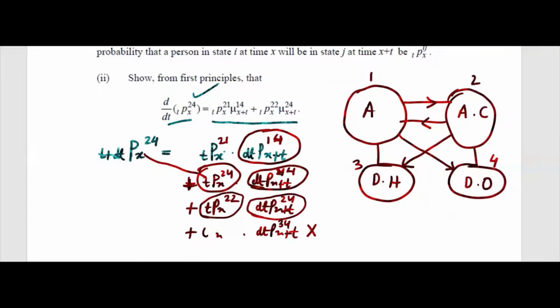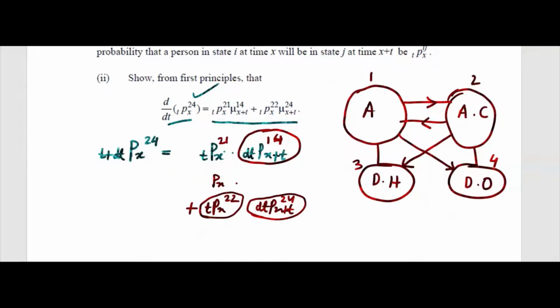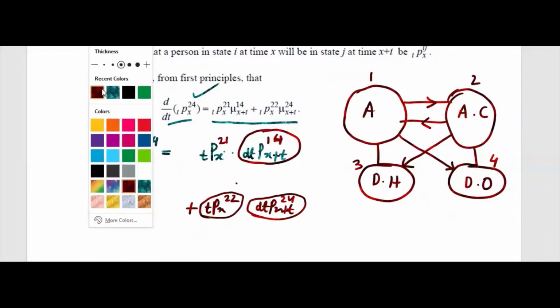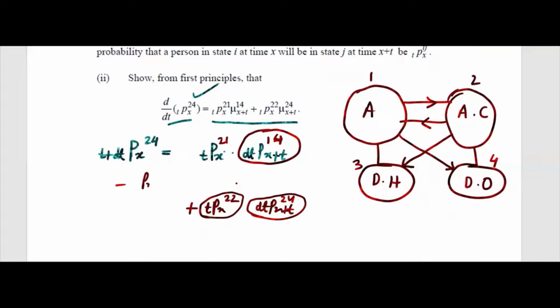We don't have this term, and this is 1 now. This one also will take this side. You divide it and then take limits. We'll divide by dt, then we'll take limits. Before doing that, you have to apply Markov property, that's all. That is the only thing you need to do here.